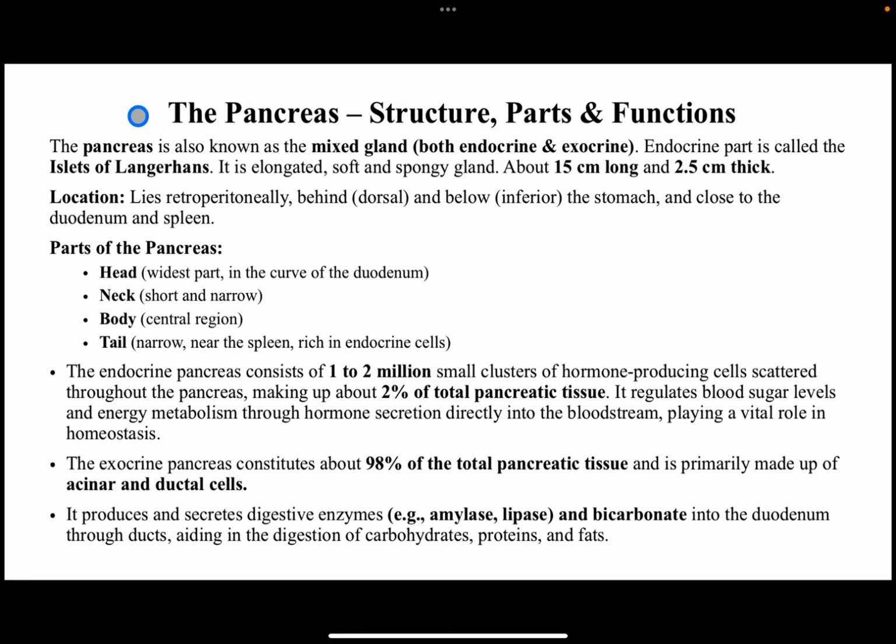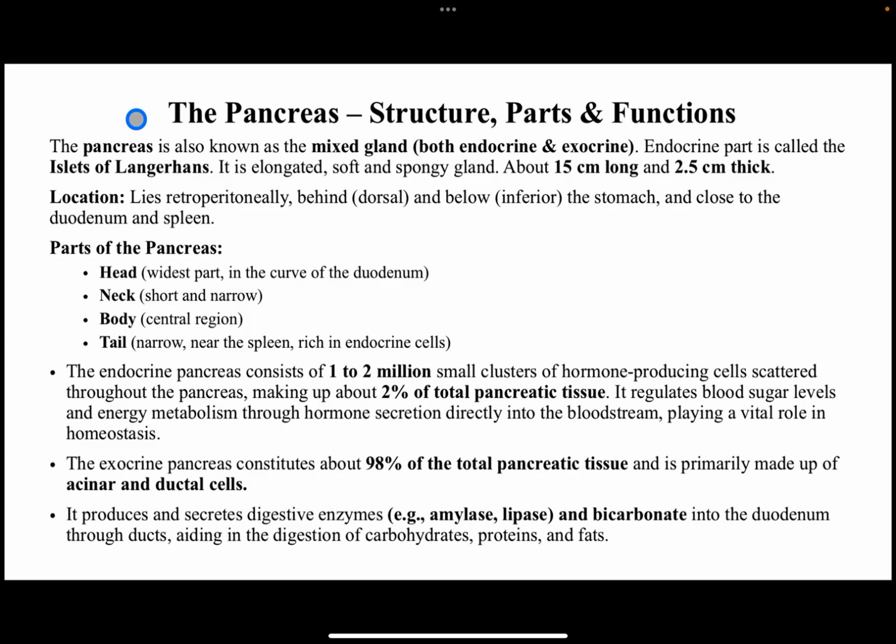Okay, so in this video, we will be focusing on the pancreas, specifically the endocrine pancreas. Now, in fact, the pancreas is also known as a mixed gland. Why is it a mixed gland? It's a mixed gland because this gland actually performs both endocrine and exocrine function. It performs both exocrine function and endocrine function. But in this video, we'll be focusing more on the endocrine pancreas.